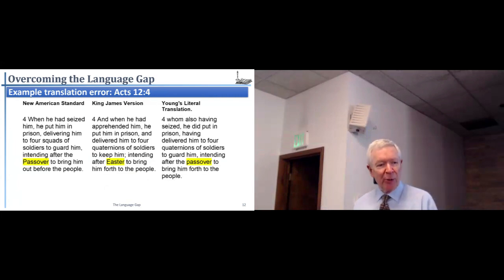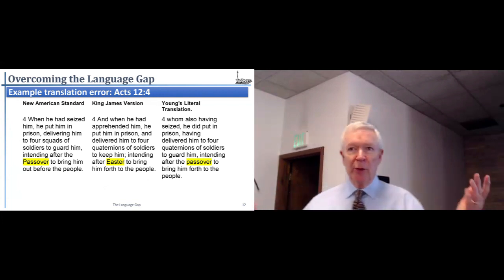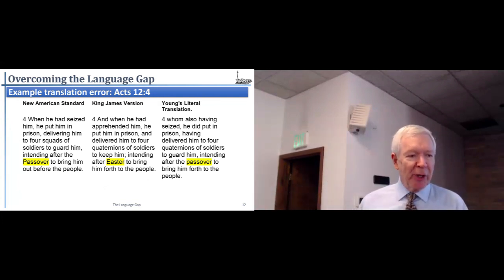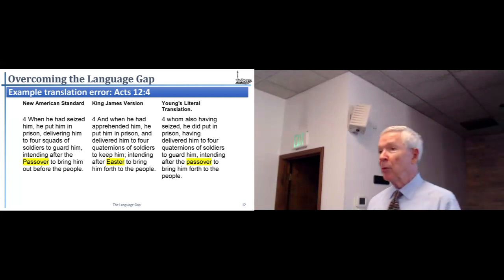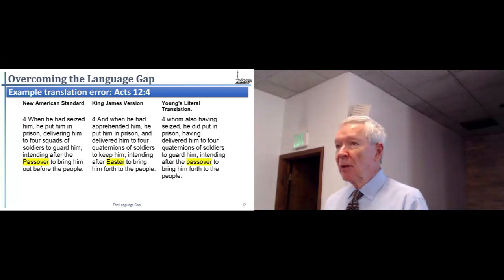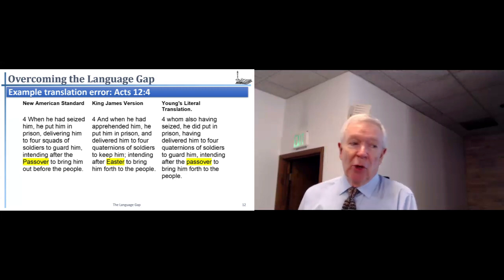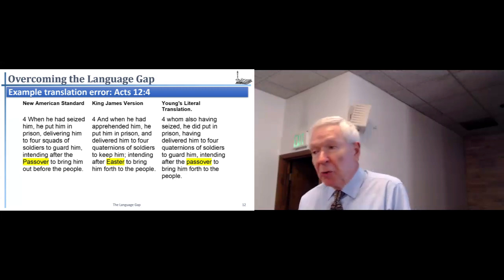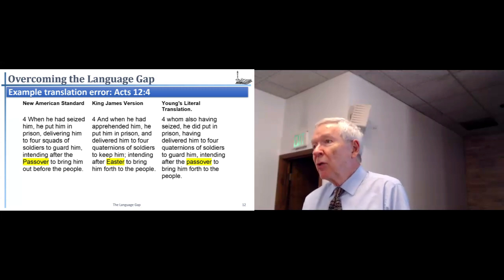All right. Were there ever translation errors? I think we can find an easy one here. In Acts the 12th chapter and verse 4, if you look in the King James, even the current renderings of the King James, it says there, when he had apprehended him, he put him in prison and delivered him to 4 quaternions of soldiers to keep him, intending after Easter to bring him forth to the people. Easter is something that didn't really exist around Paul's time. But if you look at New American Standard, Young's literal translation, you clearly see that the intent was supposed to be Passover. So there's an easy one.